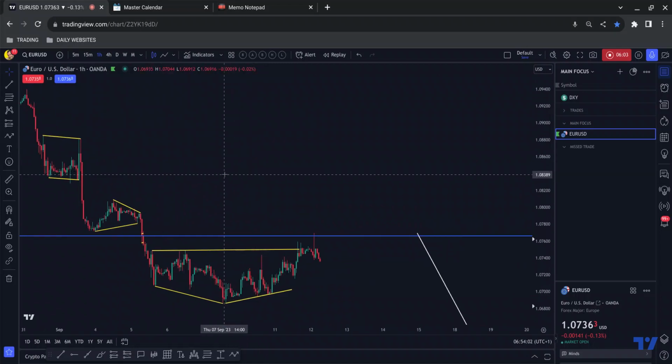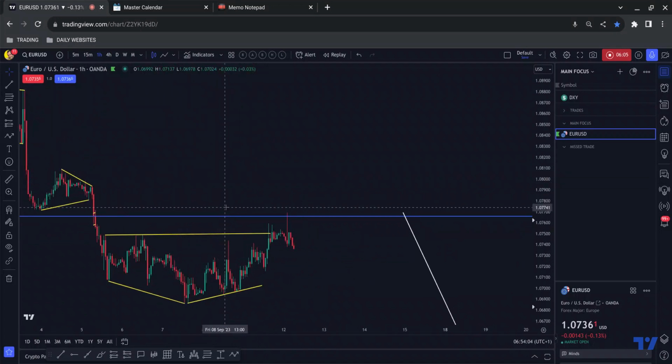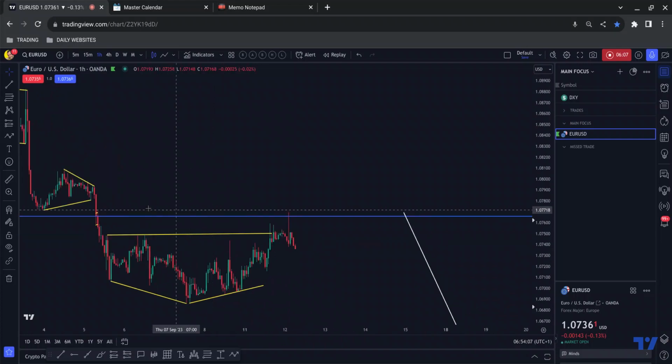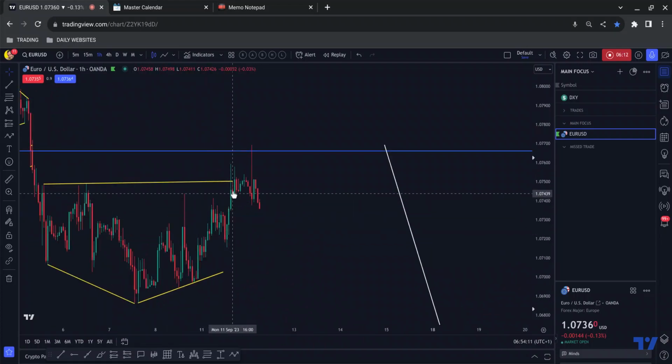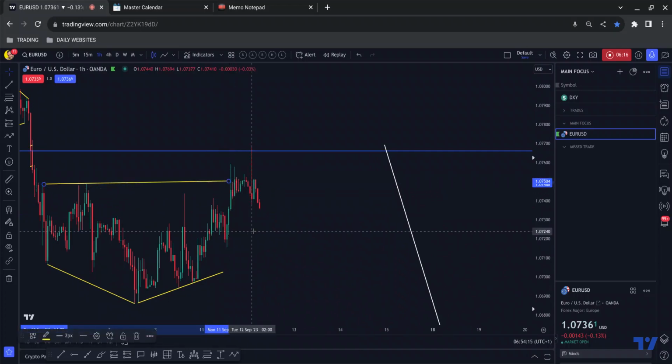Now, I'm not convinced by this. We have this structure here, and previously you may notice I was looking at this as my area of value. Let's analyze this. We could well push down from here, but we've tapped into this once. Price didn't find enough liquidity to move to the downside. We tap into it again, and again price didn't find enough liquidity to push it to the downside.